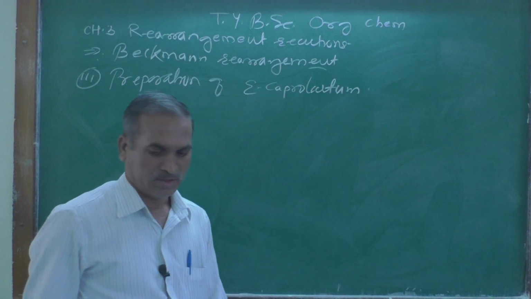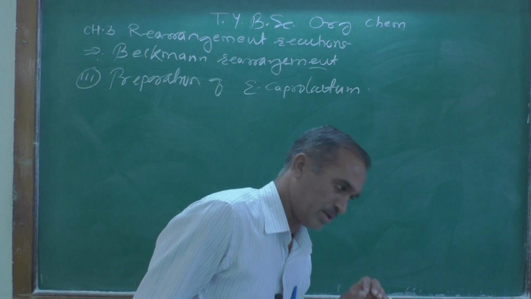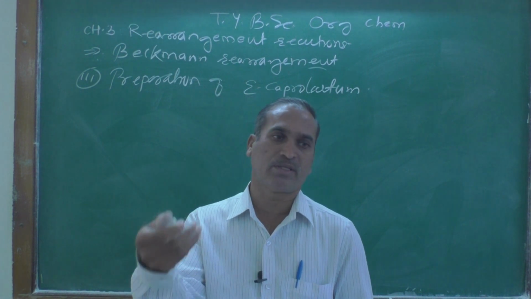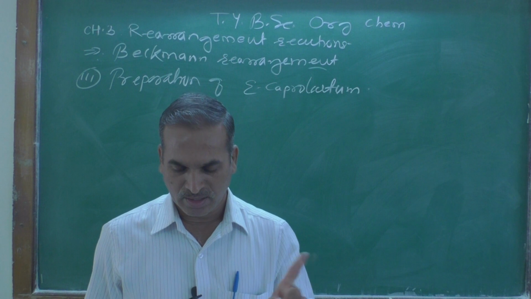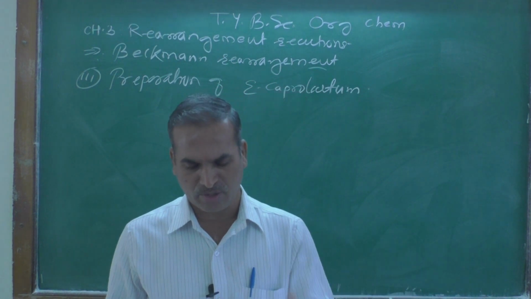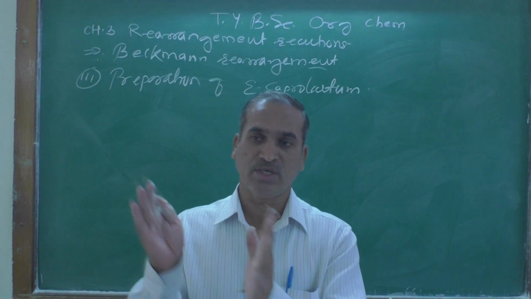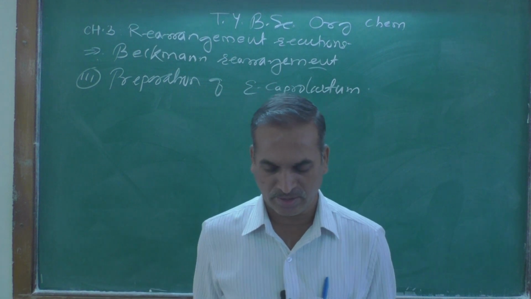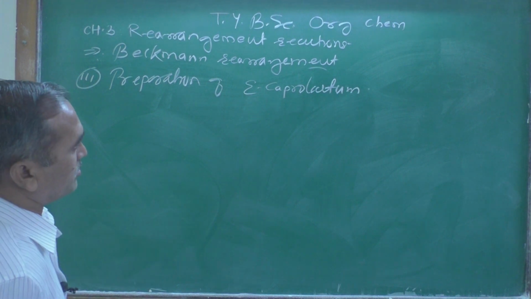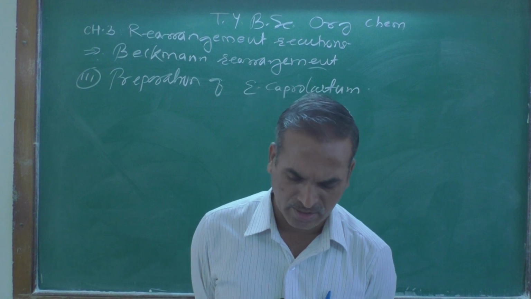Caprolactam is one of the important starting materials, or raw materials, required for the synthesis of nylon 6 in polymer chemistry, and therefore this Beckmann rearrangement reaction has an industrial application. Why is it so? Now, how is epsilon caprolactam synthesized, that is what we are going to study here.